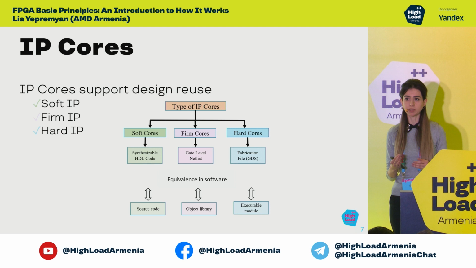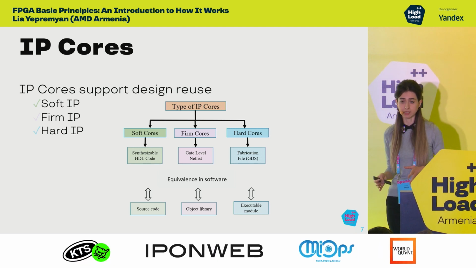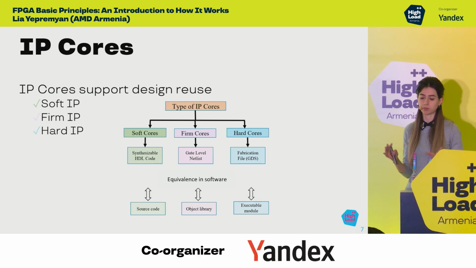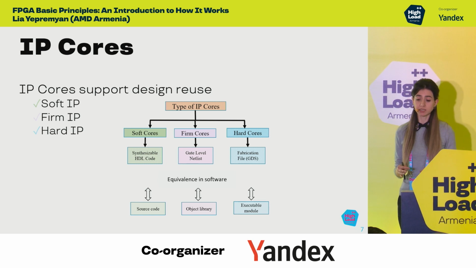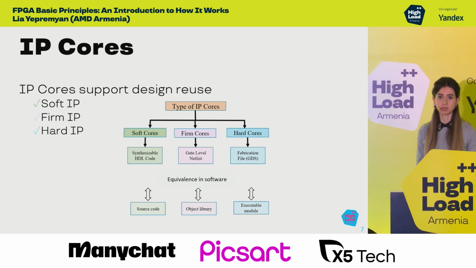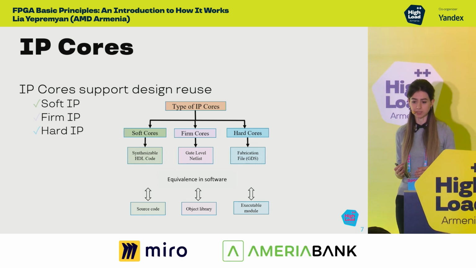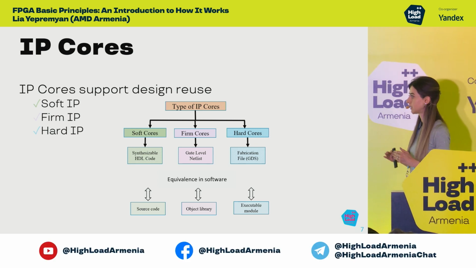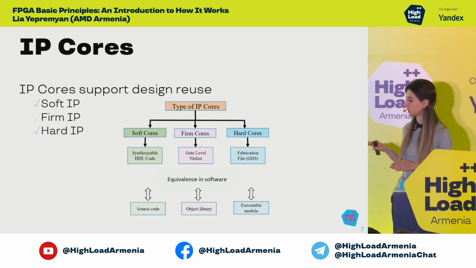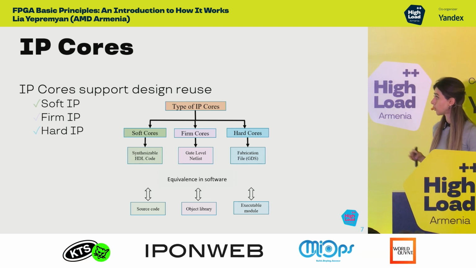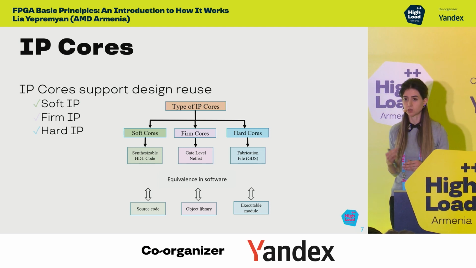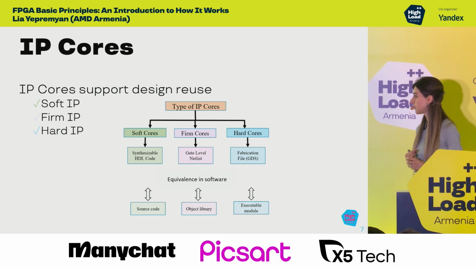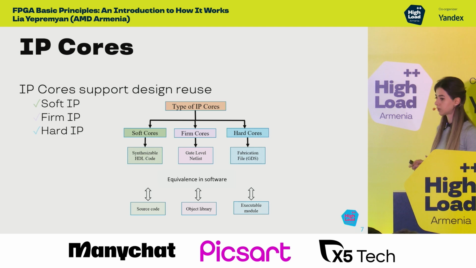Besides this, with soft IP cores, the licensee gets the source code with the license, which the designer can modify to work with different applications in different processes. Also, IP cores can be used with different types of FPGAs. It's not FPGA dependent. So I have also brought the equivalence between IP cores and software components. We can say that soft IP is equivalent to source code in the software sphere. Firm IPs are object libraries, and hard IPs are executable modules, correspondingly.